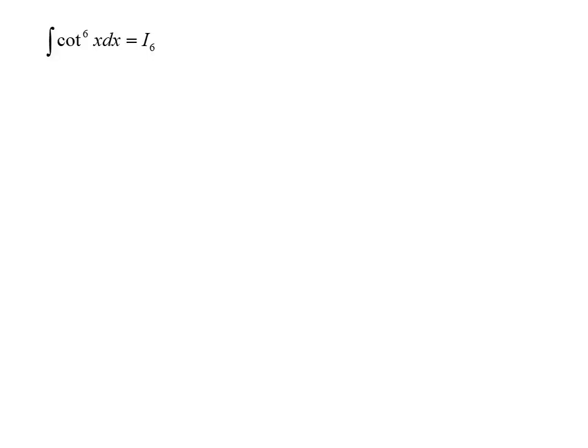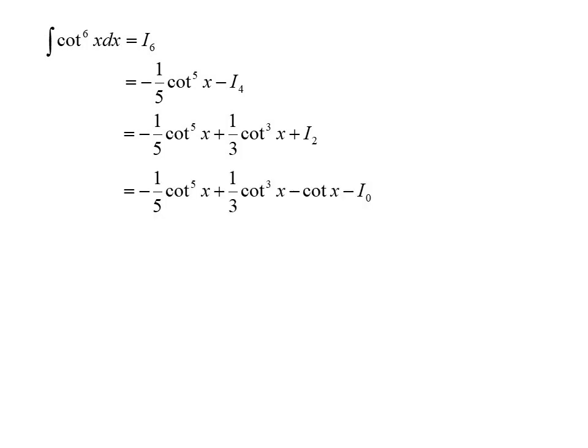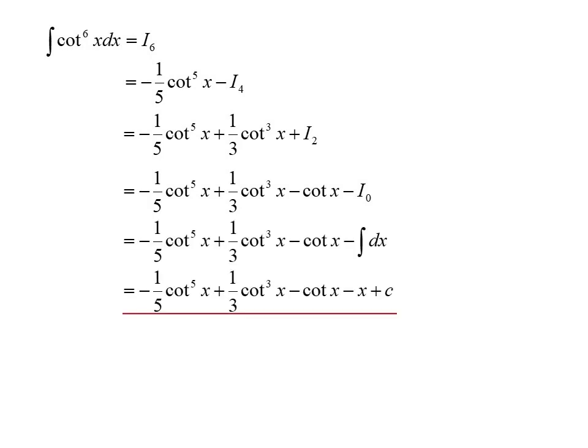Let's go and find I6. I6 is minus a fifth cot to the power of 5 minus I4. I4, but it's negative I4, so I get plus a third cot cubed plus I2. I2 brings it down now to I0. Well, I0 would just be the integral of dx, which is x.